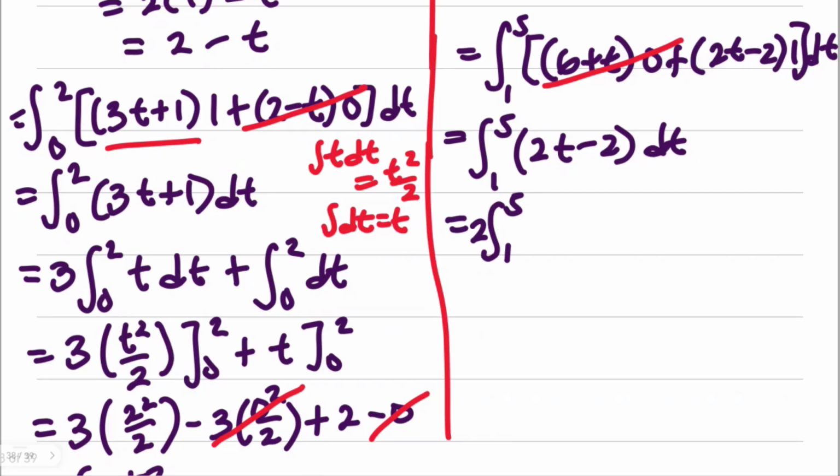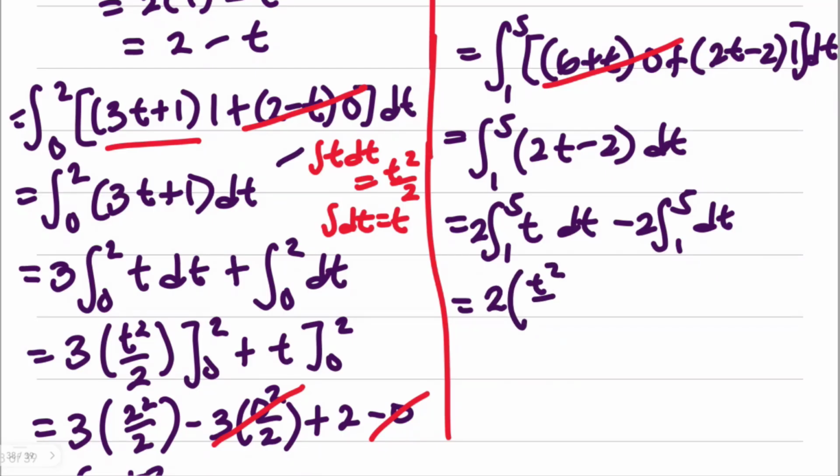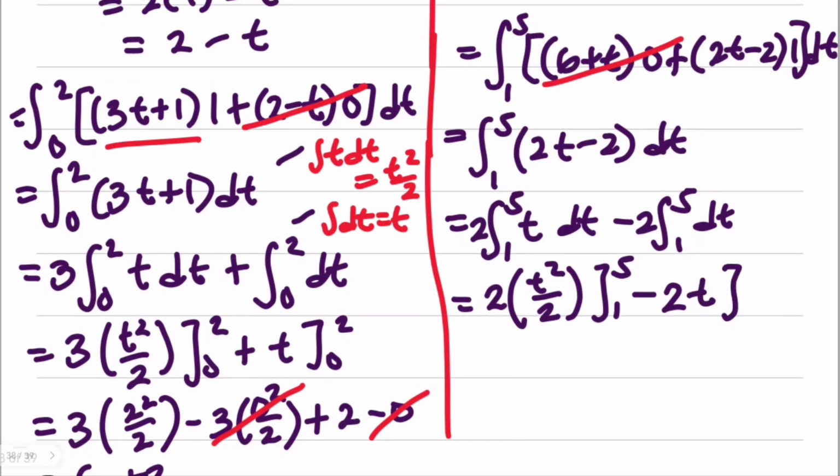Using the linearity property here, you will have 2 times the integral from 1 to 5 of your t dt minus the integral from 1 to 5 of your 2, sorry. By the way, you have 2 here dt because we have 2 as a constant here. So you will have again the integral of t dt is t squared. So you have 2 times t squared over 2 from 1 to 5 minus 2, and the integral of dt is just t from 1 to 5.